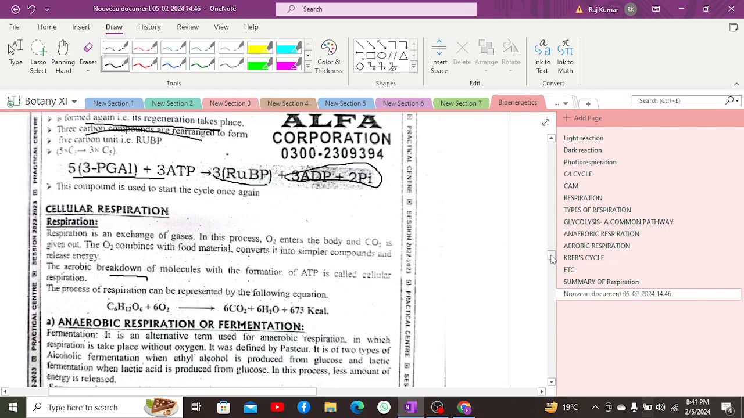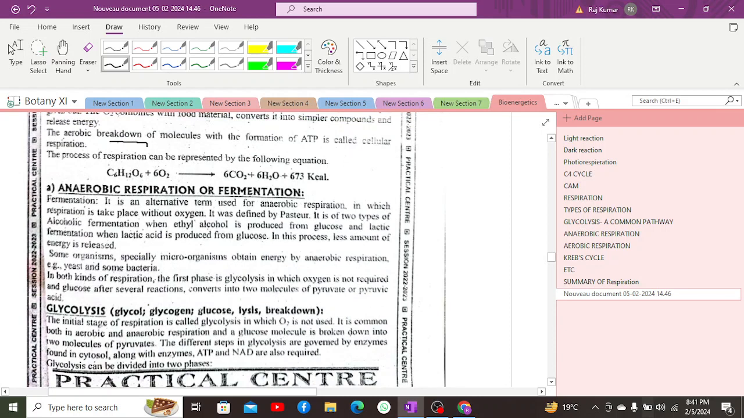It can be of two types. First is anaerobic respiration, for which an alternative term is fermentation. Anaerobic respiration takes place without oxygen. It was defined by Louis Pasteur. It is of two types: alcoholic fermentation, where ethyl alcohol is produced from pyruvate, and lactic acid fermentation, where lactic acid is produced from pyruvate. In this process, a lesser amount of energy is released, around 2 ATP. Net ATP released is 2 ATP.